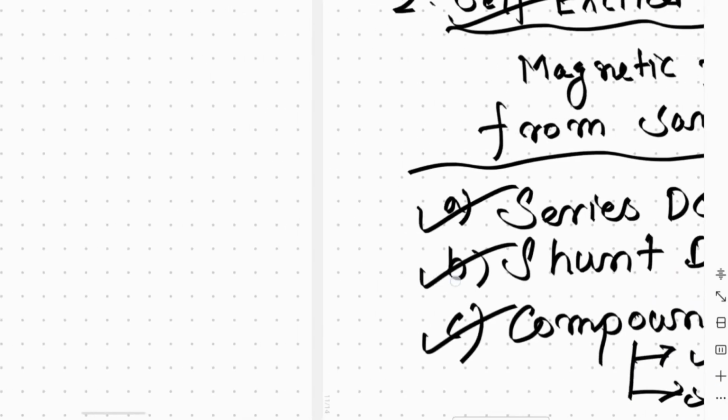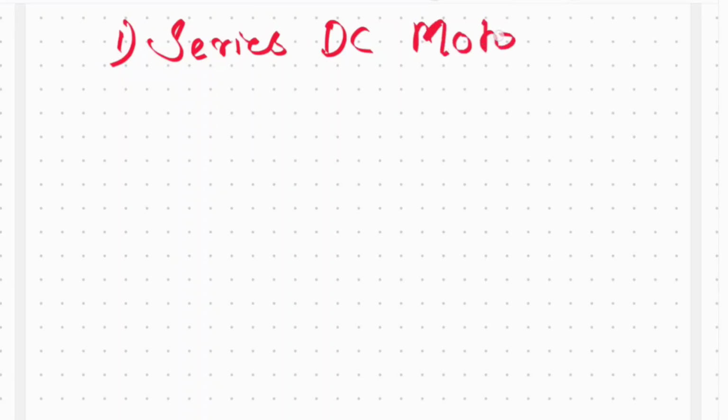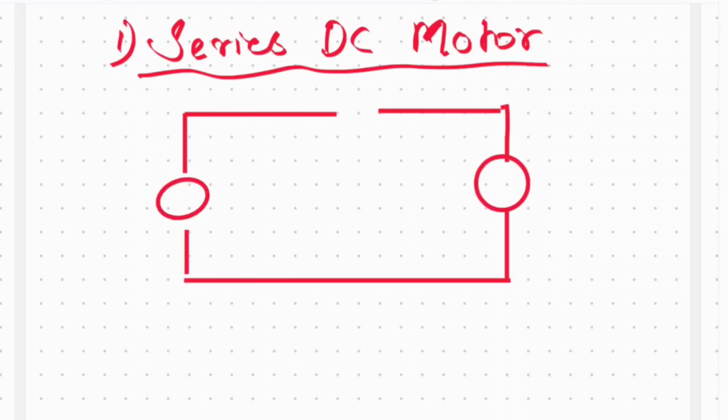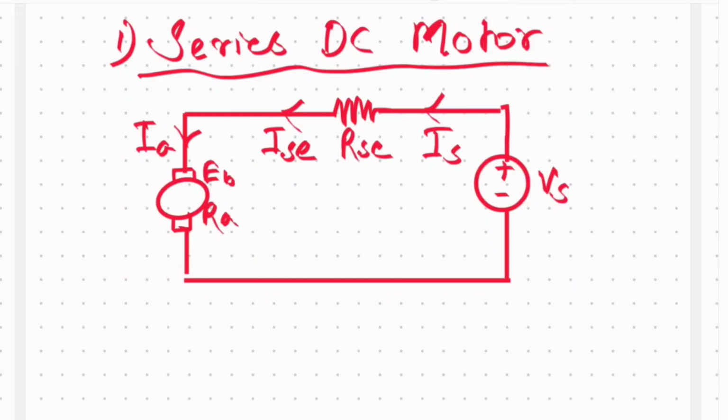Okay, first we'll see the series DC motor. First we'll draw the diagram. Okay, this is the diagram of the series DC motor. In this, a DC motor whose field winding is connected in series with the armature winding, so that the whole armature current passes through the field winding, is called a DC series motor.